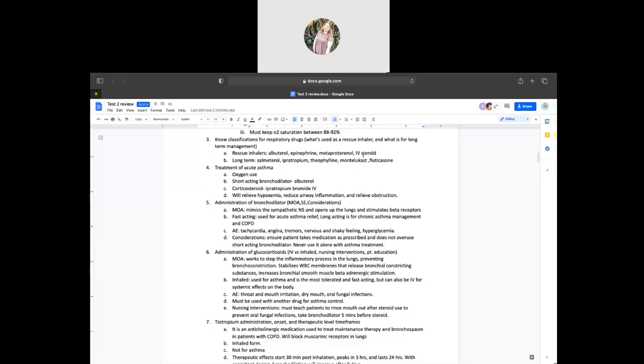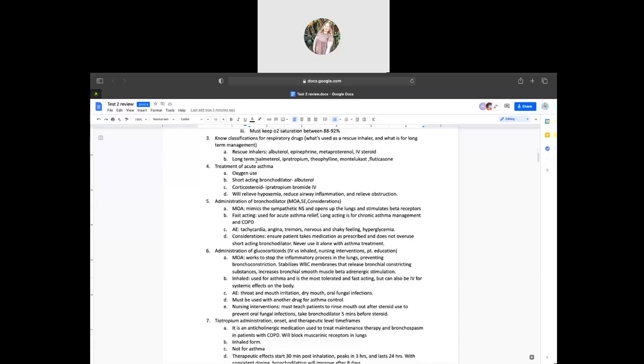Steroid, inhaled, IV. Long-term use, we can use that salmeterol, ipratropium, theophylline, montelukast, or fluticasone, which is our steroid. A lot of these long-term medications are going to be that prevention of asthma. So they're not going to be used for treating that asthma attack. It's going to be more about that prevention.